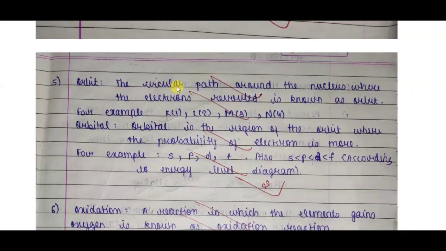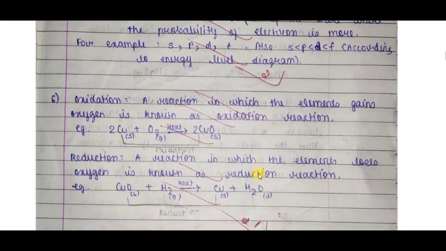Fifth answer: The circular path around the nucleus where the electrons revolve is known as an orbit. For example, K1, L2, M3 and N4 are orbits. An orbital is the region of the orbit where the probability of finding an electron is more. For example, s, p, d, f, where s is less than p, less than d, less than f, according to the energy level diagram.